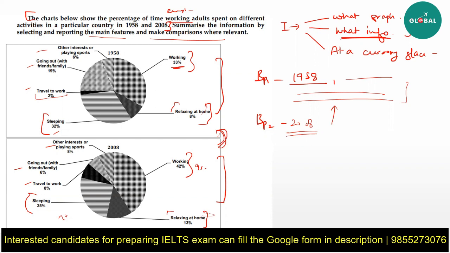So you can say that in 2008, the time spent on working increased by 9%, whereas the time spent on sleeping decreased by 7%. Then in the same way, you can just start saying that, okay, the time spent relaxing at home increased by 5%, or it increased from 8 to 13%, while the time spent going out with friends and family decreased tremendously from 19% to 6%, which is not even half of its original figures, or even one third of its original figures. Okay. After that, you'll just describe what happened with other interests and travel to work. You're done. So you have summarized all your information for this year too.